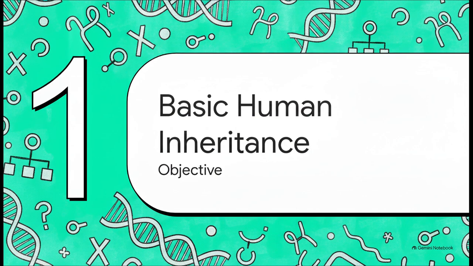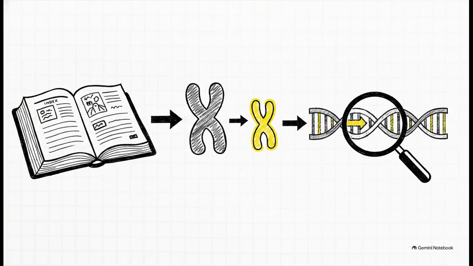Section 1. Objective, basic human inheritance. So our primary goal today is really to figure out how traits and certain genetic disorders get passed down through basic inheritance patterns. To do that, I absolutely love this metaphor from the Cystic Fibrosis Foundation. Think of your genetic information as this massive, multi-volume encyclopedia that gives your body coded instructions to make proteins. In this encyclopedia, the chromosomes are the individual volumes.